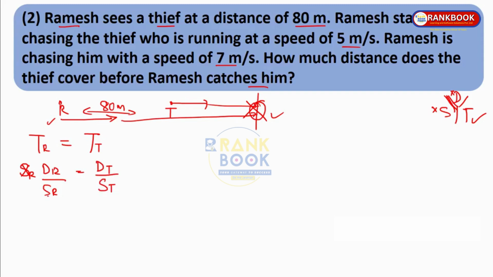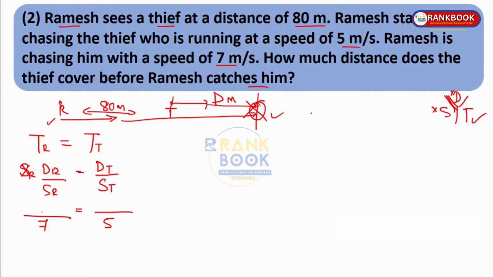Now what do we know about the speed of Ramesh? We know the speed of Ramesh is 7 meters per second. What do we know about the speed of the thief? We know that it is 5. Now over here, take a look. How much distance does the thief cover before Ramesh catches him? Let us assume that the thief covers d meters before Ramesh catches him.